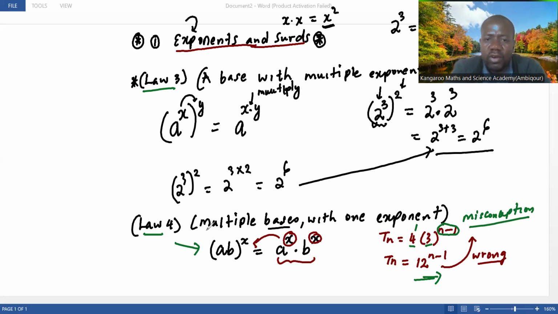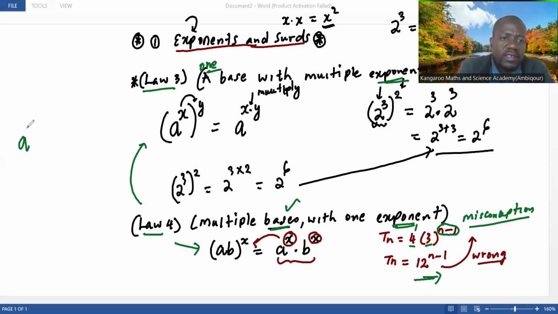So we spoke about law number 1, law 2, law 3. Law 3 is when you have one base with multiple exponents. This one is when we have multiple bases with one exponent, so you can expand it. And sometimes these two laws work together. Imagine you have the following: a squared, b to the power of 3, everything to the power of 7.